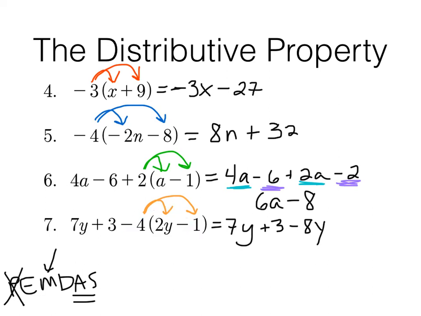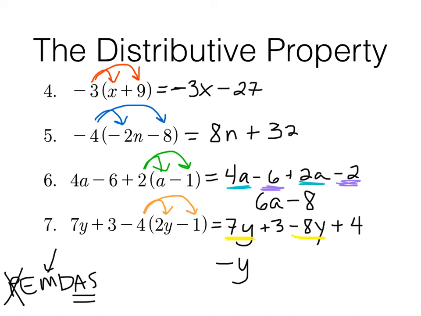Negative 4 times a minus 1, negative times negative is a positive 4. Again, see this as a negative, see this as a negative. Negative times negative, positive. Now I got to combine like terms. 7y and minus 8y. 7 minus 8 is negative 1. So negative 1y is just negative y. You don't need to put the 1 in there.